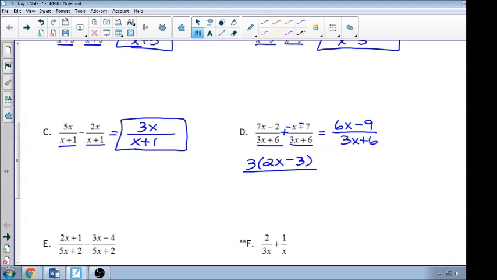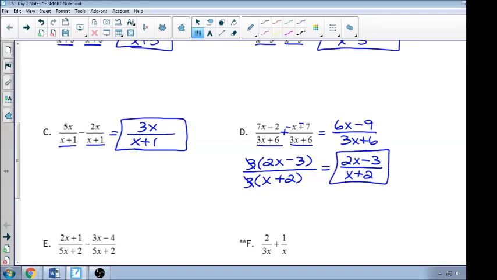Over 3x plus 6, 3 and 6 are both divisible by 3 as well. So I can take out a GCF of 3, leaving me with 3x divided by 3 is x, 6 divided by 3 is 2. And I am to the point now where I can look and see, is there anything I can simplify, anything I can cross out? Well, I can get rid of these 3s out front, leaving me with 2x minus 3 over x plus 2.